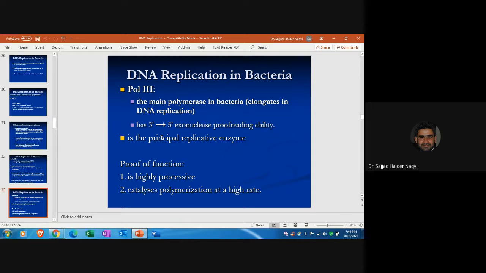And the second proof is that the reaction rate is very high. It catalyzes the reaction very quickly. If you remember, I just told you that for polymerase 1, it roughly requires 5 days to complete the replication of the E. coli genetic material, while the E. coli roughly replicates or doubles in 20 minutes. So that means the DNA polymerase 1 is not doing the replication, but DNA polymerase 3 has got a very, very high catalytic rate.